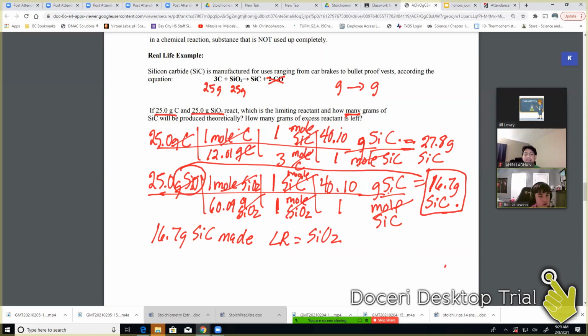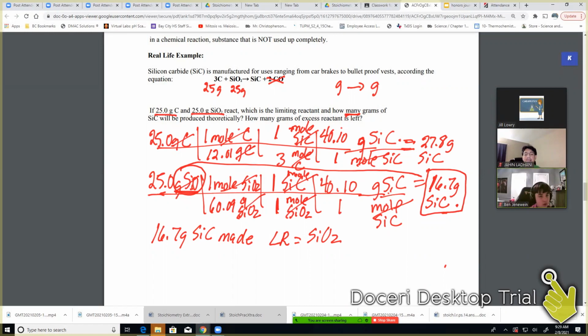So two stoichiometry problems, it doesn't always have to be four steps. When you get your two answers, select your smallest one, and that is how much of the product is actually made. Go back to the beginning of that problem with the smallest answer and see which reactant was used for that particular problem, and that will be your limiting reactant.